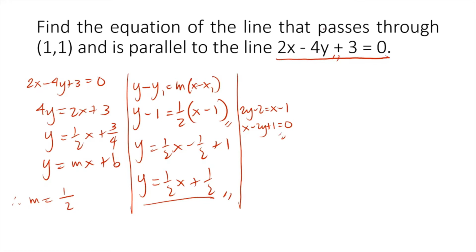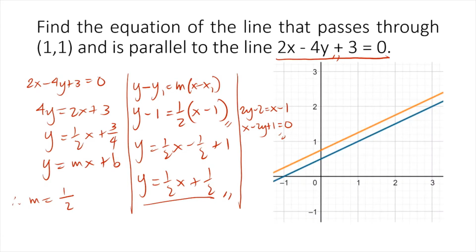Okay, so if we plug in this equation in a graphing calculator, also this equation, then we get these lines. Alright, so the orange one, that's for 2x minus 4y plus 3, and then the other one is x minus 2y plus 1 equals 0. And as you can see, they are parallel with each other.